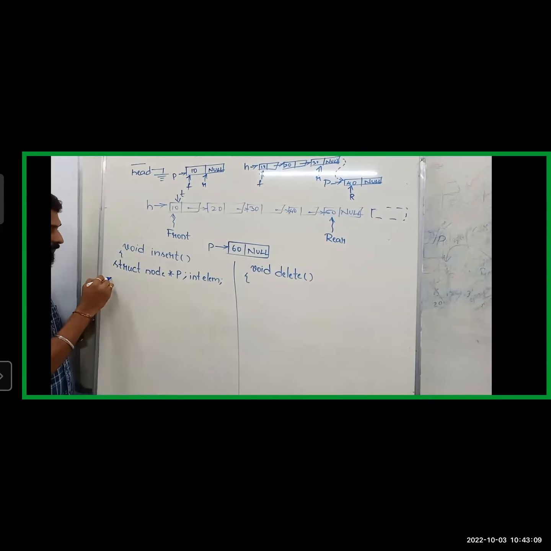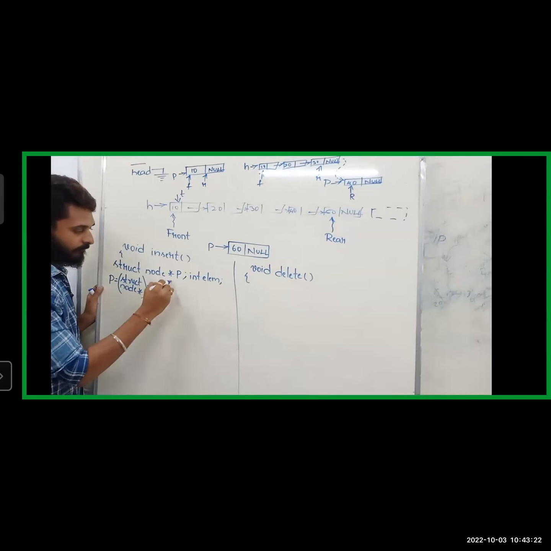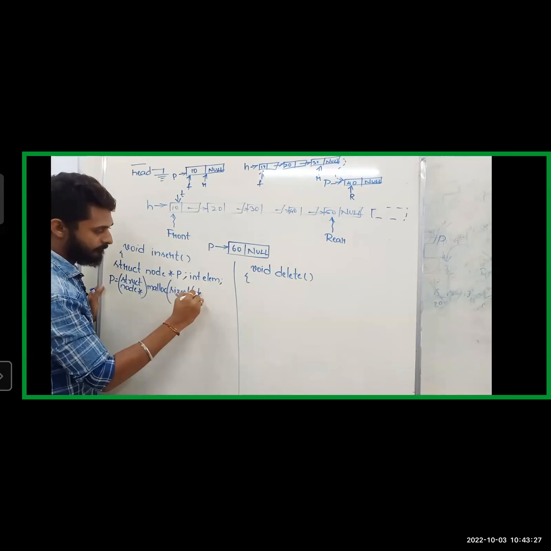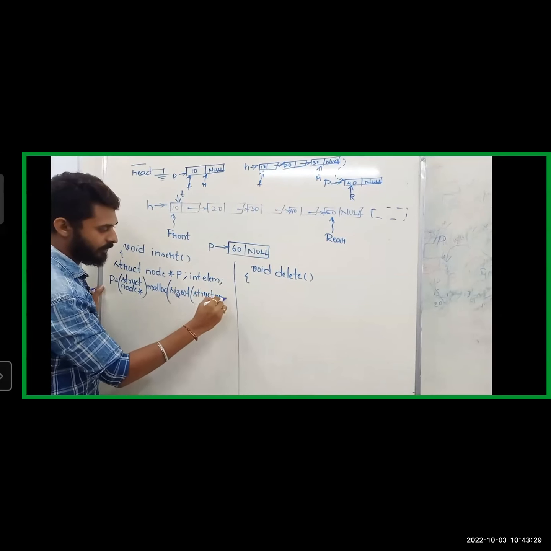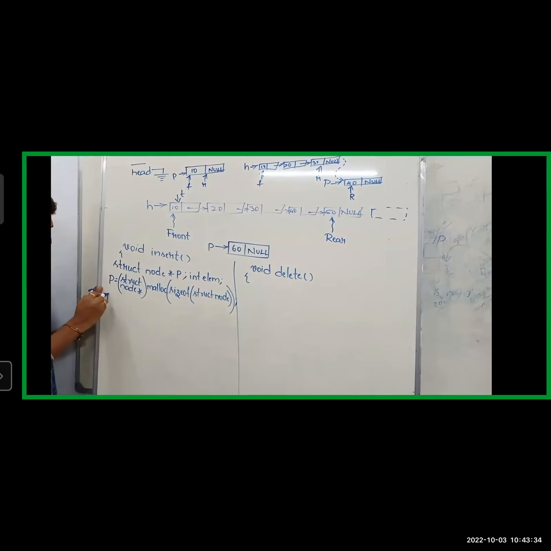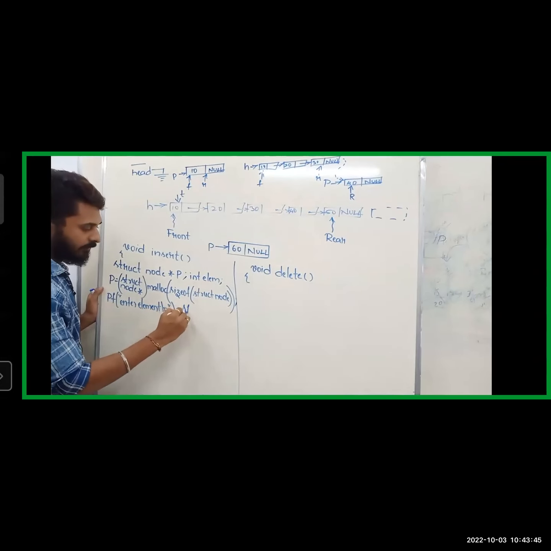Next. P equals struct node star malloc sizeof struct node, printf enter the value, enter element or enter value, whatever you want to give. Scanf it.